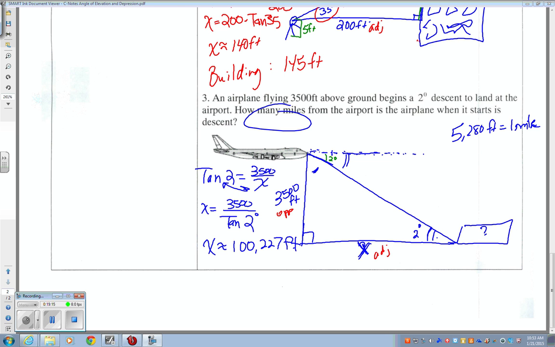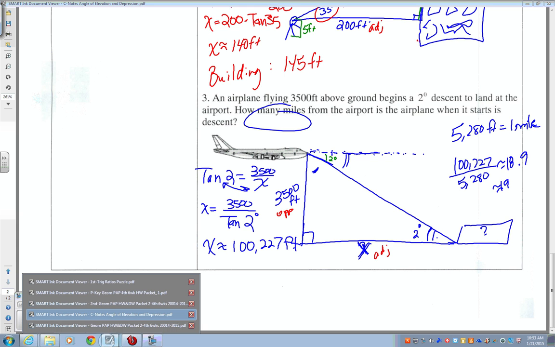We know there's 5,280 feet in a mile. I have 100,227 feet. So all I'm going to do is now take that and divide it by 5,280 to figure out how many miles we got. It's approximately 18 point what? So approximately 19. Are we okay on that? All right. So we're good.